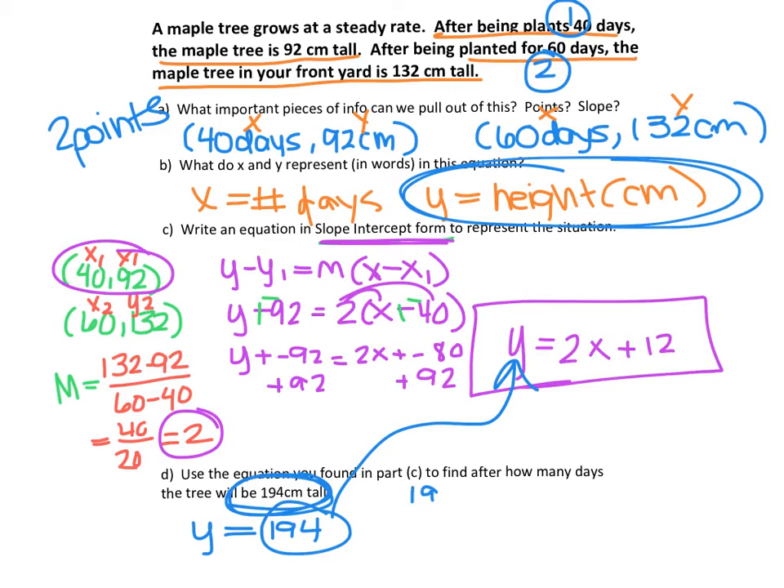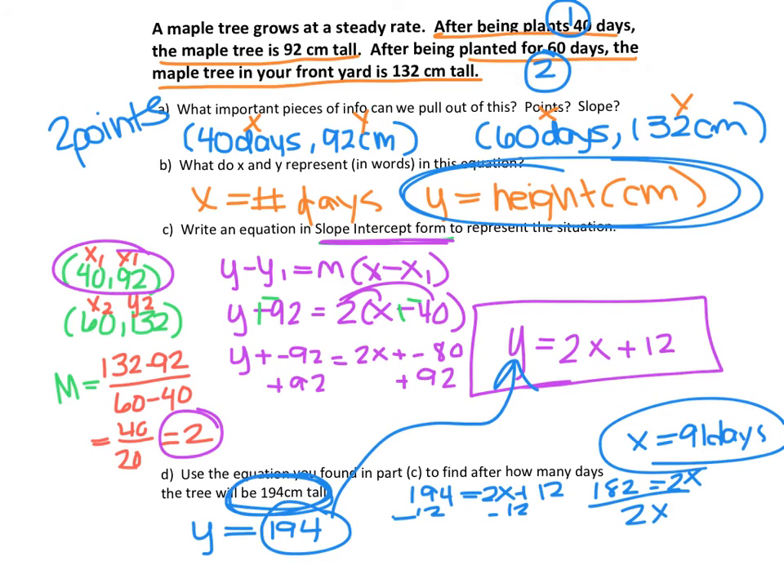So I have 194 is equal to 2x plus 12. And now I need to rewrite this equation for x. So I'm going to start by subtracting 12 on each side. So 194 minus 12 is 182. That's equal to 2x, so we then divide by 2, and we find that x is equal to 91 days. So this is telling us that at 91 days, our tree will be 194 centimeters tall.